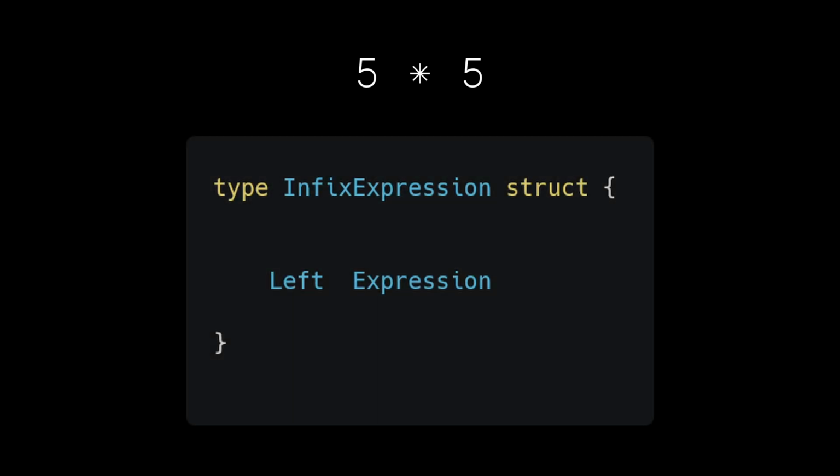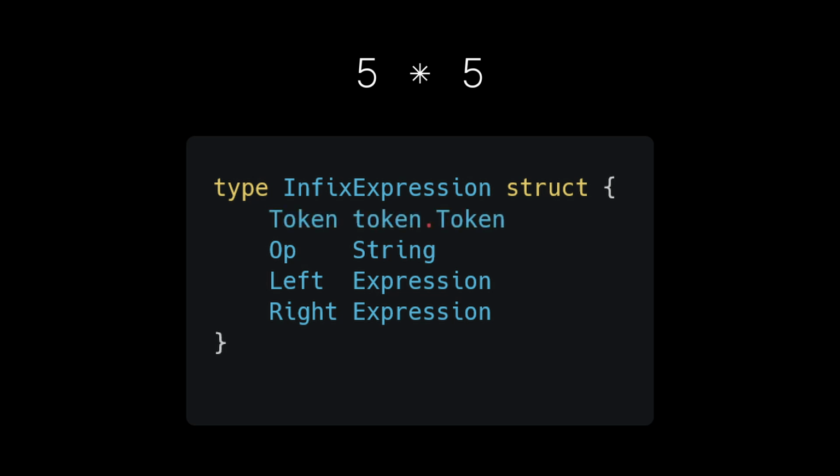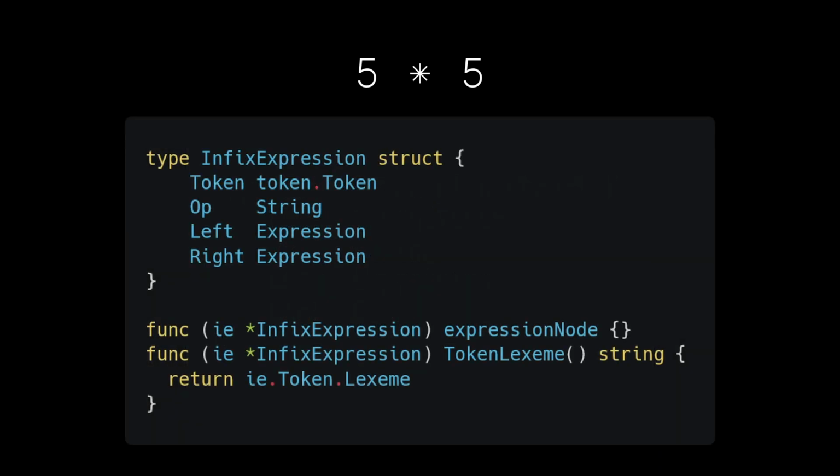We have an expression on the left side that will evaluate to a value. We have an expression on the right side that will evaluate to a value. We have an operator that we will apply to both sides that we can represent as a string. And we are also going to store the token associated with our operator as well. Of course, we are going to override the expression node marker method, and the token lexeme will return the lexeme of the token.